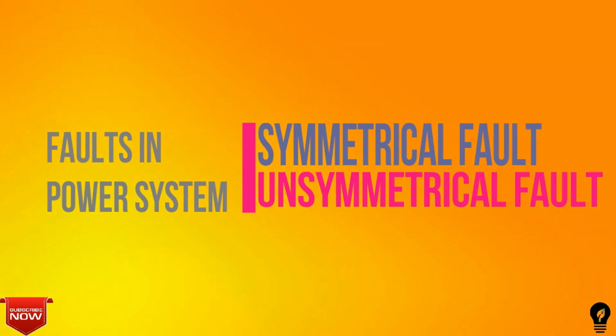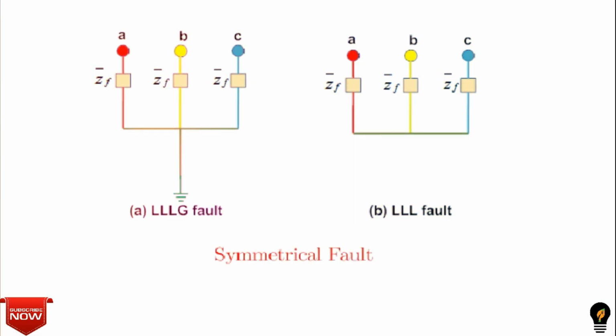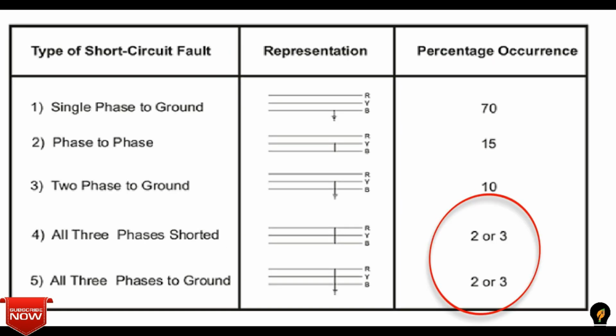Symmetrical fault. First of all, we need to understand what we mean by symmetrical fault. Symmetrical or balanced fault affects each of the three phases equally. There are two types of symmetrical fault: triple L fault, which is line to line to line fault, and triple LG fault, which is three line plus ground fault. In transmission line faults, roughly 5% are symmetrical faults.